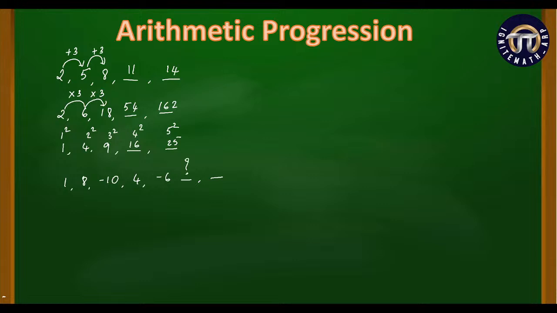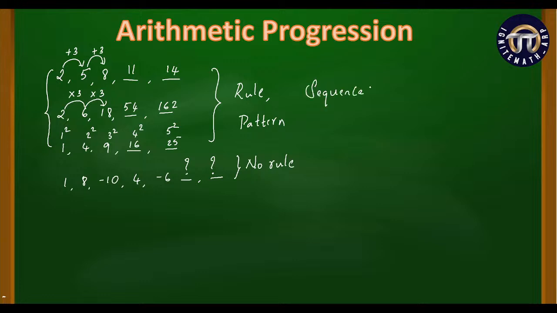But over here I get stuck. What is the next number? Why is it so? Because whenever I write a set of numbers, I am following a certain rule or logic or pattern, whereas here there is no rule or pattern. Clear, children? The set of numbers written by following a certain pattern or rule are called sequences. Over here it is not a sequence.